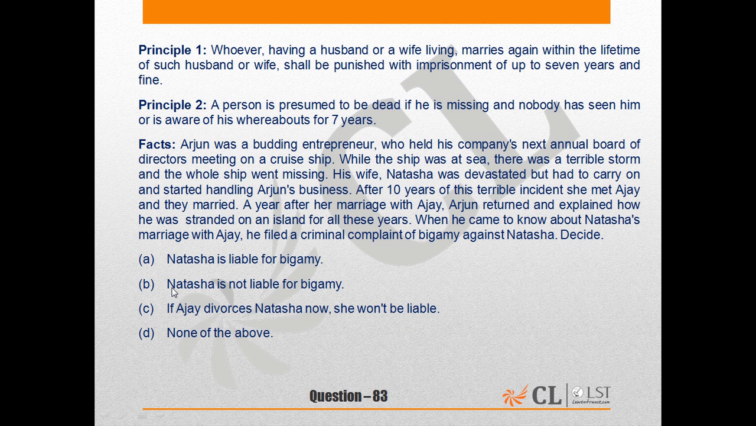Moving on to question 83. Again a very simple question from criminal law. Principle 1 talks about a person not being able to marry again as long as his husband or wife is living, and the second principle talks about a person being presumed dead if he is missing and nobody has seen him for about 7 years.